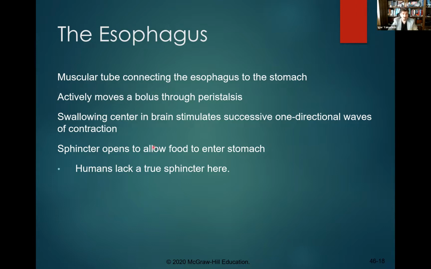So anyway, generally it goes through peristalsis, and that's the one-directional wave of contraction. Where the esophagus meets the stomach, there will be something known as the sphincter, right? A sphincter is basically a muscular round ring which will close down to prevent the backflow. We technically lack a true sphincter. There is a sphincter there.